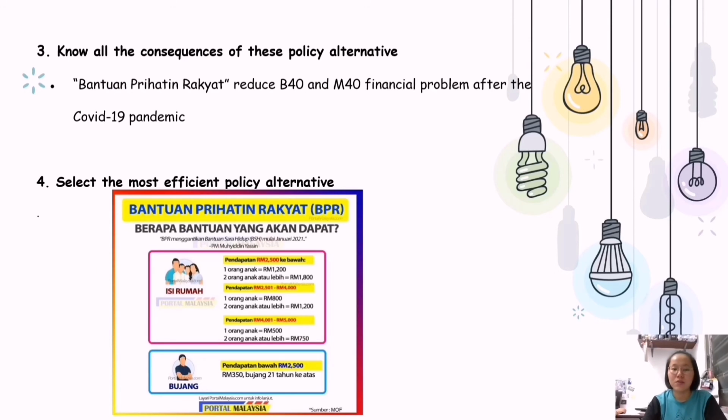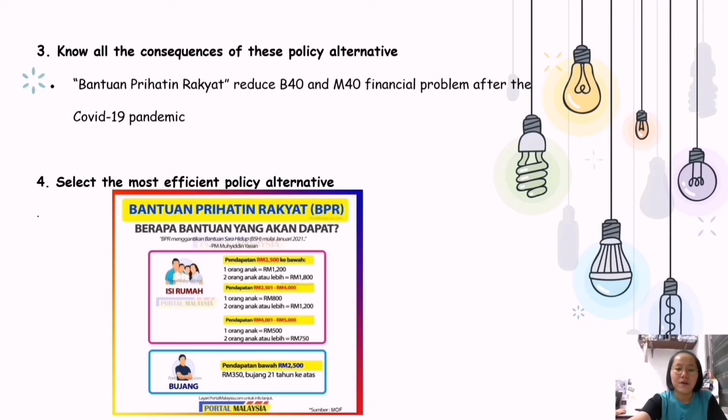The third element is to know all the consequences of this policy alternative. The government of Malaysia has played its role and was responsible for helping and protecting Malaysian residents during the COVID-19 pandemic. Meanwhile, the government has provided the package, Bantuan Prihatin Raya. This package is provided to the B40 and M40 groups so they can reduce their financial problems after the COVID-19 pandemic, such as when most people lost their jobs during the pandemic.